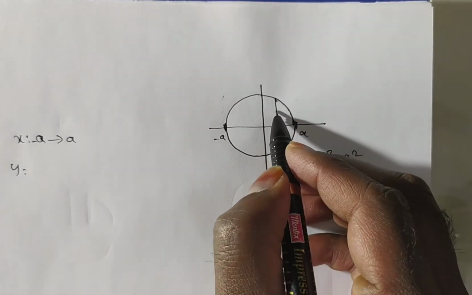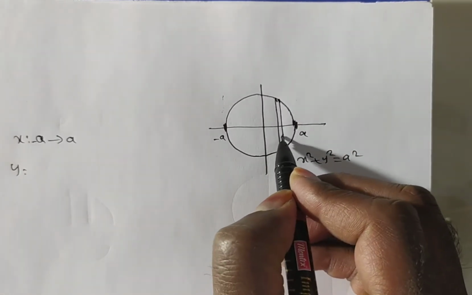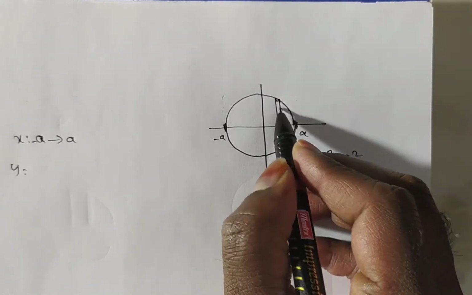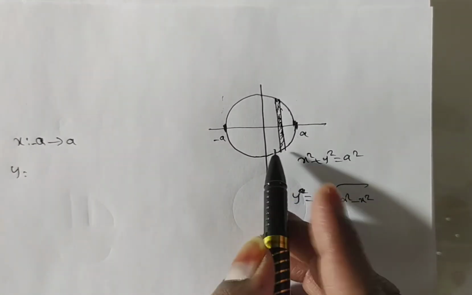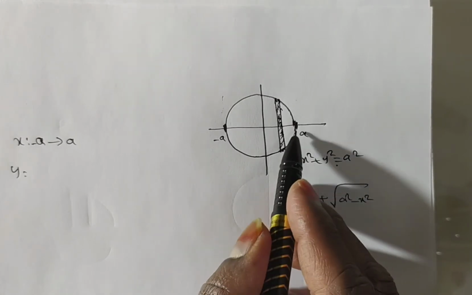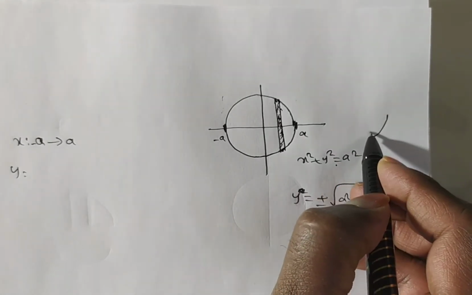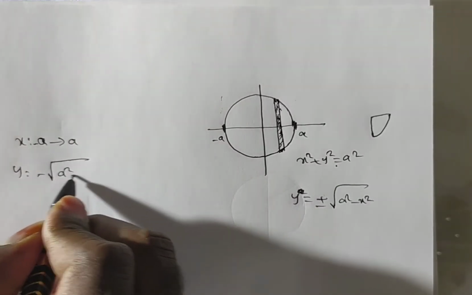So draw the strip which is parallel to the y axis like this. If I draw the strip here, observe this strip. What about the lower curve of this y strip? That is the circle. What is the circle you have? x square plus y square is equal to a square. For this curve, what is the y value? Minus square root of a square minus x square.